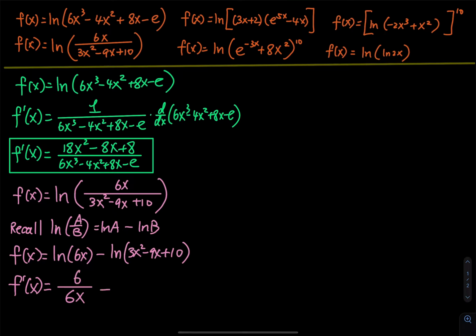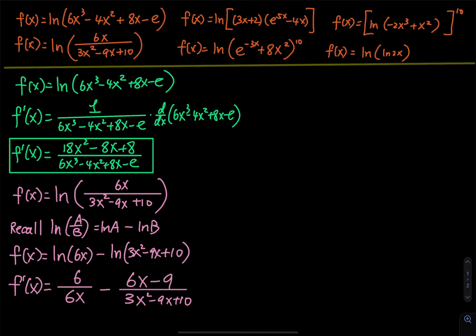And then the next term, the derivative of ln of 3x squared minus 9x plus 10: you put the entire thing in the denominator, and then you take the derivative of the second degree quadratic expression, so that is 6x, right?